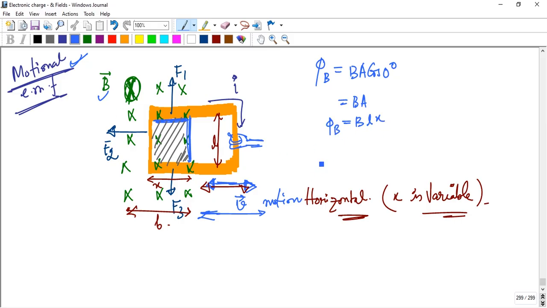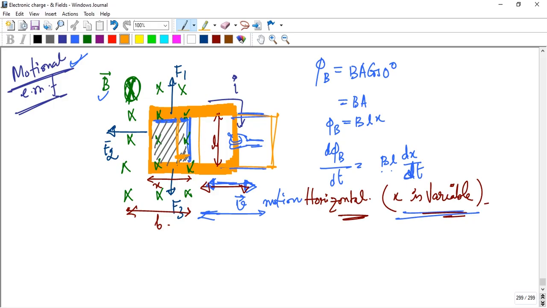Now we differentiate both sides with respect to time t. So d phi B by dt is equal to BL dx by dt. You see that x is variable, so L and B are constant. This coil is moved, so obviously x changes like that. The coil moves here, and this length x changes, but L is the same.